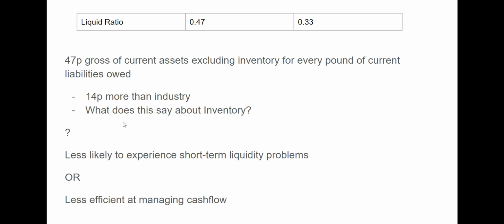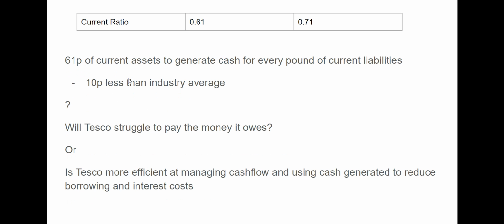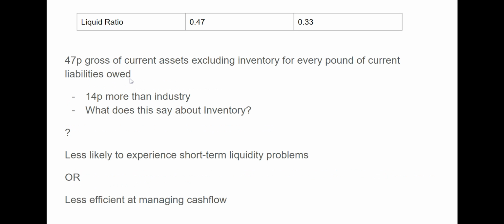And again, this one's interesting because the liquid ratio, for Tesco's, is actually slightly higher than the industry average. They've got 47 pence of gross current assets, excluding inventory, for every pound of current liabilities which they owe, and that's 14 pence more than the overall industry. And that says something to me as well about the inventory straight away, without looking at the next slide. That said to me straight away, there's a difference there. The lower the inventory average for the current ratio, but higher for the liquid ratio.